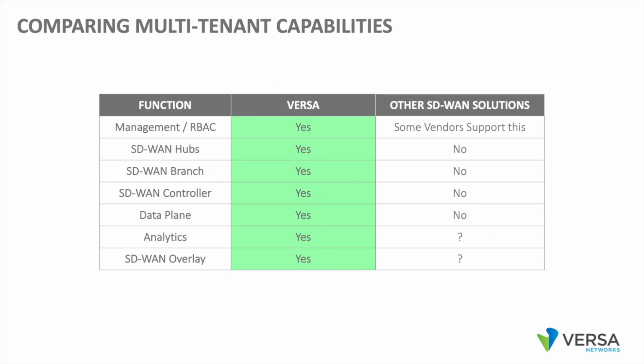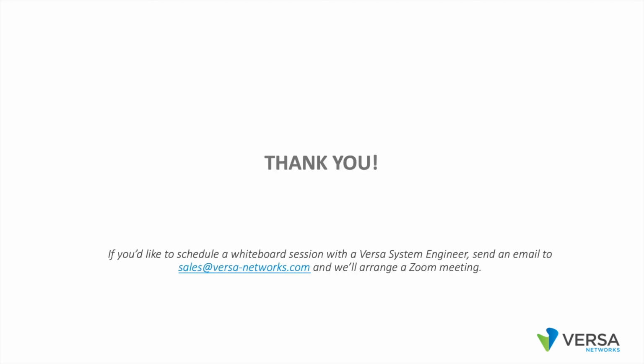Relative to the competition, Versa supports the most complete multi-tenancy of any vendor. This covers different SD-WAN overlays per tenant, different network policies per tenant, and different security policies per tenant. This spans across management, analytics, controllers, hubs, and even extends multi-tenancy out to the branch device. Each tenant can even have their own unique SD-WAN topology. So tenant A could be hub and spoke, tenant B could be full mesh. Very comprehensive multi-tenancy.